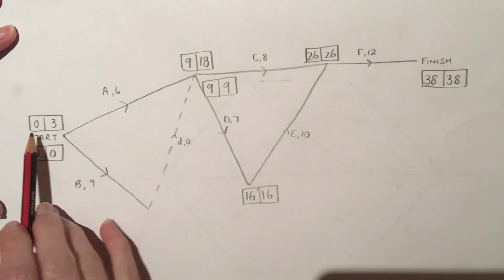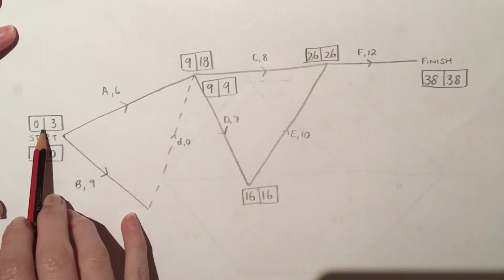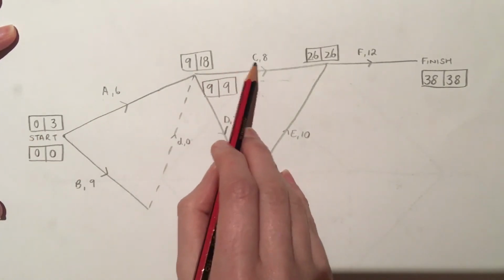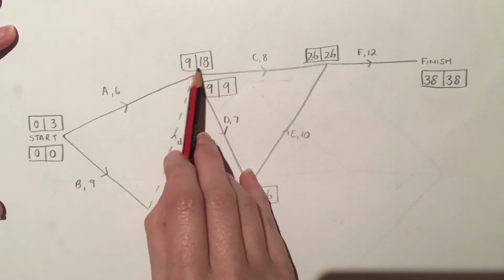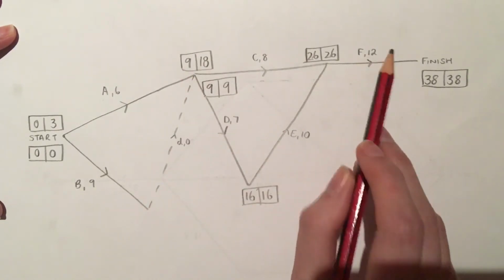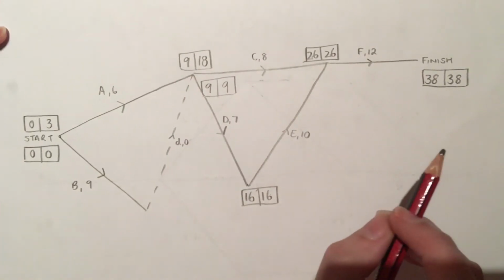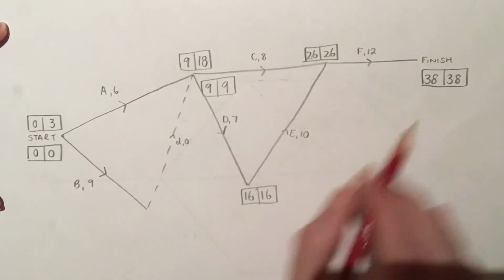We have a float time. A has a float time of 3. C has a float time of 9. And those are the only two jobs that can be extended or delayed without delaying the 38 days.